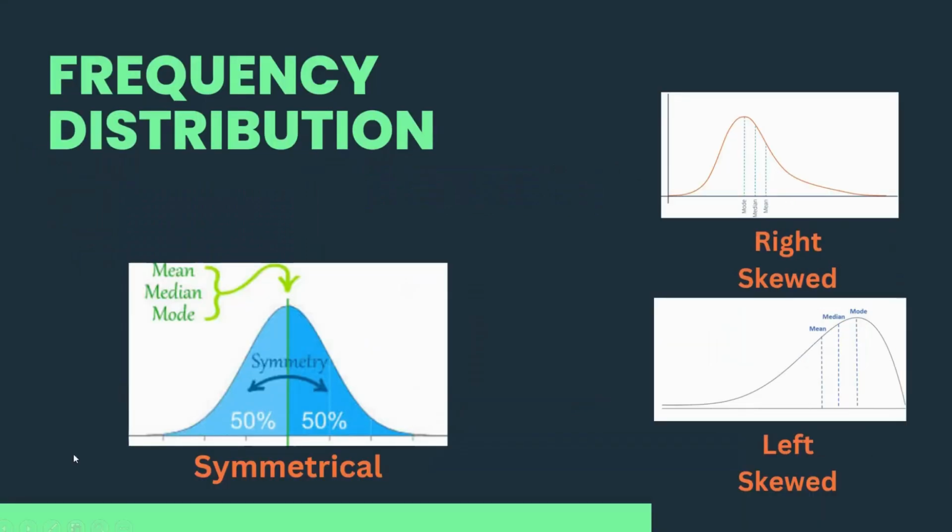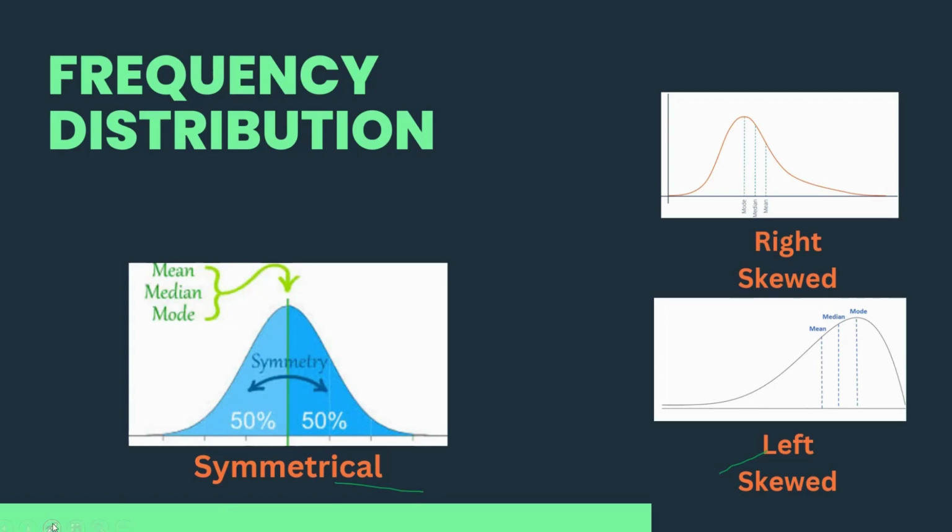As you can see in our slides, first of all, you should know what frequency distribution is. Frequency distribution means how much of your data has repeated in your distribution, and we do it by calculating frequency. There are normally three types of distribution: one is right skewed, the second is left skewed, and the third is symmetrical.